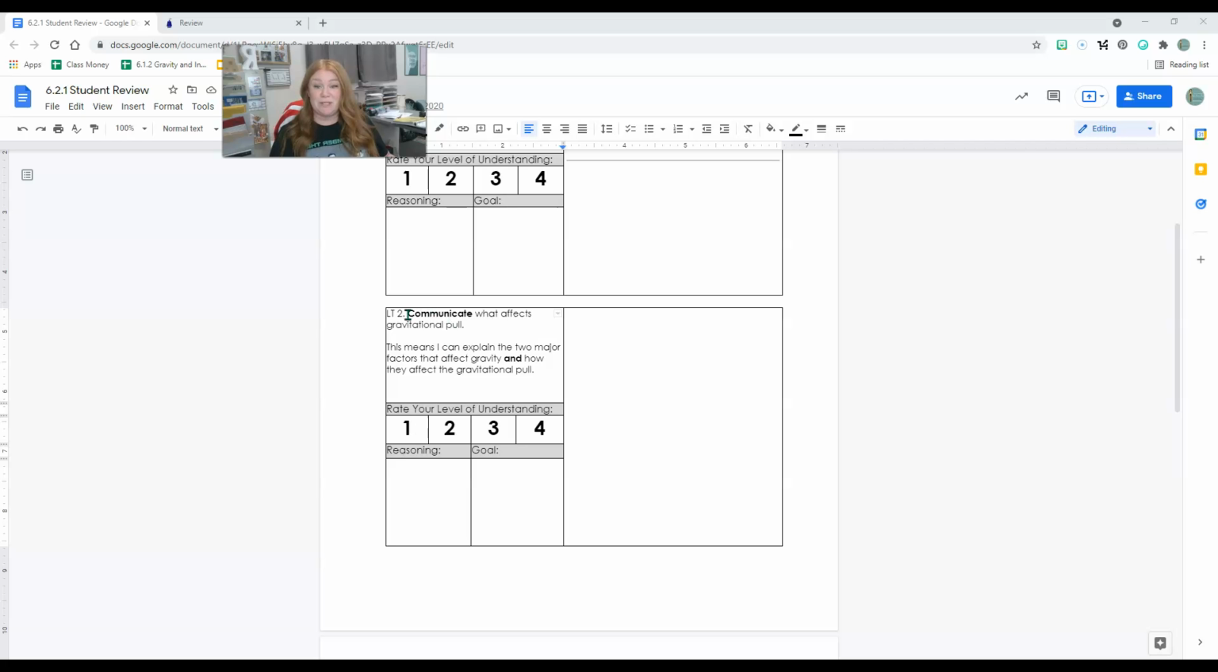For our next part, we are going to communicate, explain, using words, complete sentences, what affects gravitational pull. This means I can explain the two major factors that affect gravity and how they affect the gravitational pull. So remember the MAD, gravity is MAD. How do those two things affect the gravitational pull? So go ahead and write your complete sentences and answer here using scientific vocabulary. And then when you are ready, come back and let's look at some example answers.